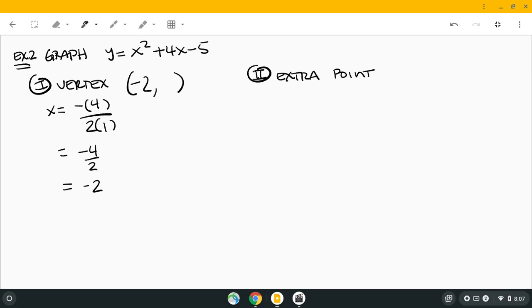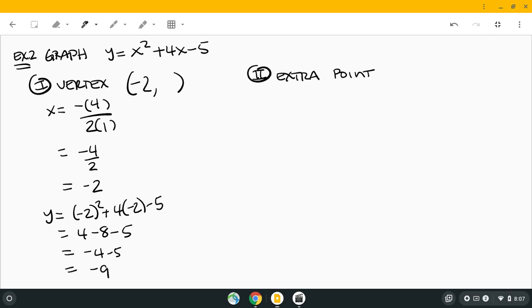Okay, now I'm going to go ahead and find the y value. I'm going to take that x value, negative 2, substitute it in here, use parentheses, especially when you have negative numbers. So y equals negative 2 in parentheses squared plus 4 times negative 2 in parentheses minus 5. So we get 4 minus 8 minus 5. I get negative 4 minus 5. I get negative 9. Okay, so my vertex is at negative 2, negative 9.